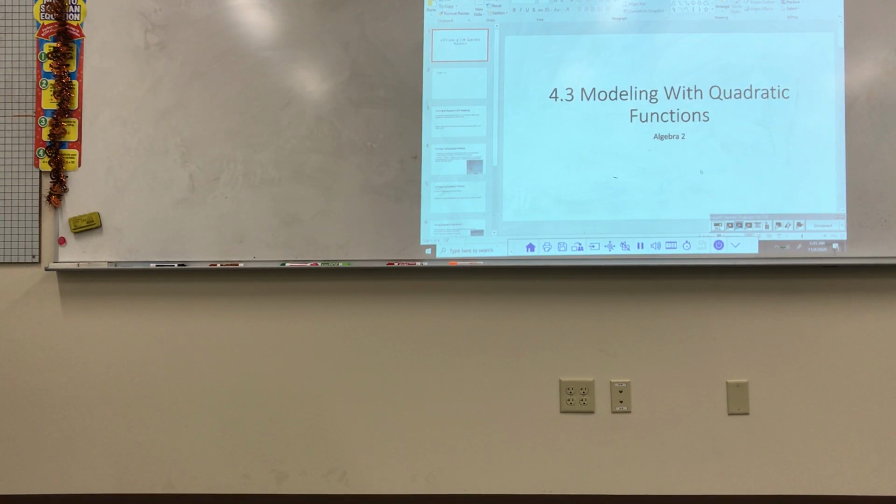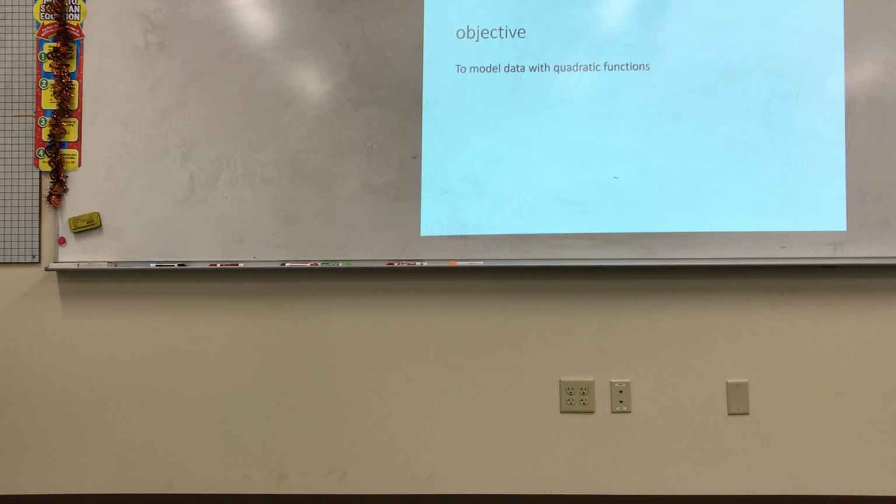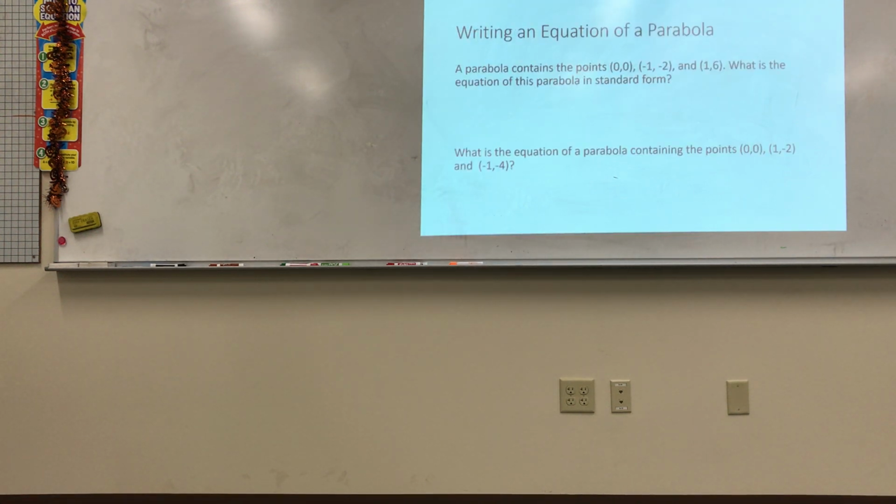Algebra 2. We are going over 4.3, modeling with quadratic functions. Objective: to model data with quadratic functions. Writing an equation of a parabola. A parabola contains the points (0, 0), (-1, -2), and (1, 6). What is the equation of this parabola in standard form?